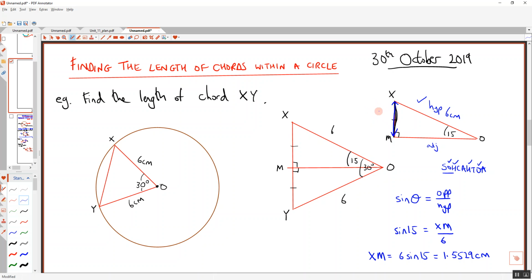Let me just move this up a bit. Am I finished? Now multiply that by 2. Right, I have to multiply it by 2 because this is 1.5529, and this is 1.5529. Sorry, apologies. So XY is equal to 2 times 1.5529, which is 3.11.